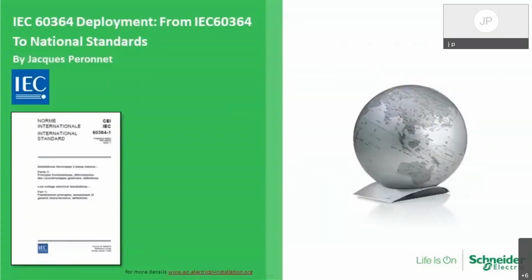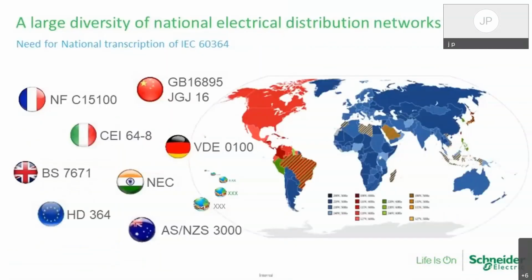So regarding the deployment, as I told you, most countries today use the IEC 60364 for the transcription in their national standard. And you see, depending on the color, more or less the adoption. It could be more or less 100% or 90%. And in some countries, only a few parts are used in their national rules referencing 60364.